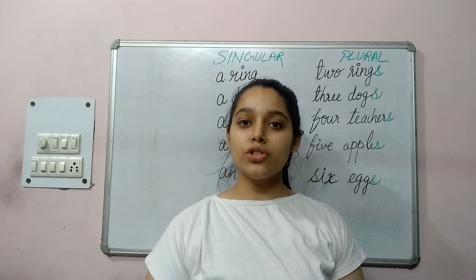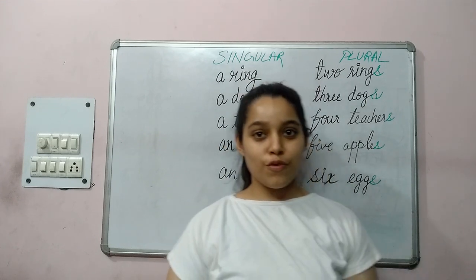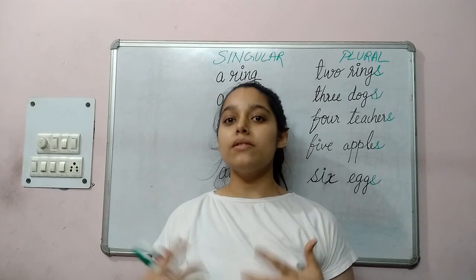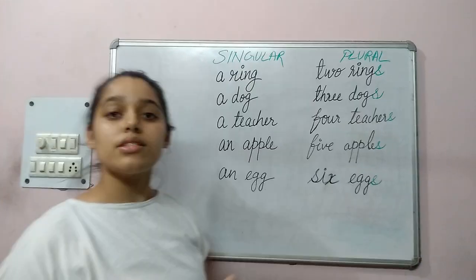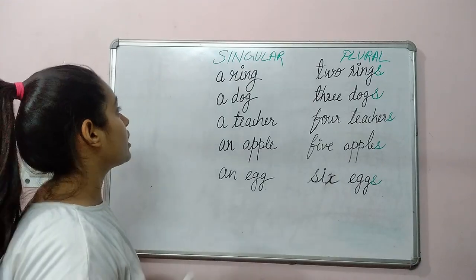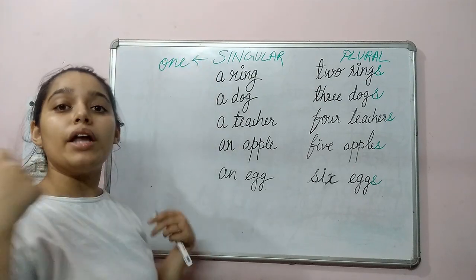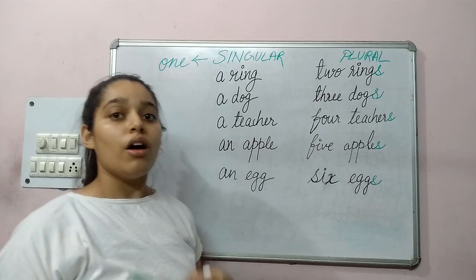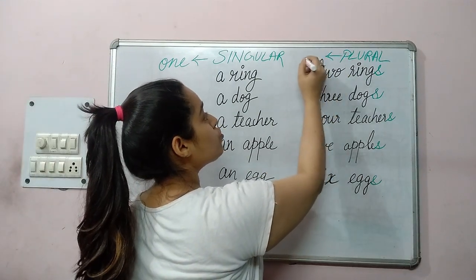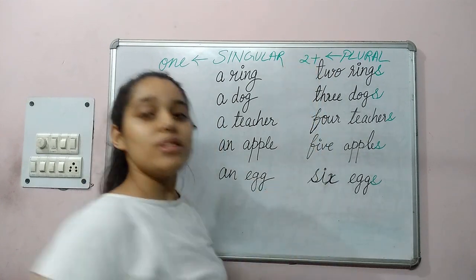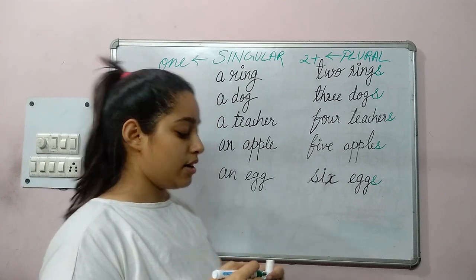So today we are going to learn about singular and plural nouns. As I have already told you before, nouns are the name of a person, place, animal or thing. So what is singular? Singular means one. When we are talking about one thing, one person, one animal, one place, and plural means two or many. That means when we are talking about more than two or at least two things, right?